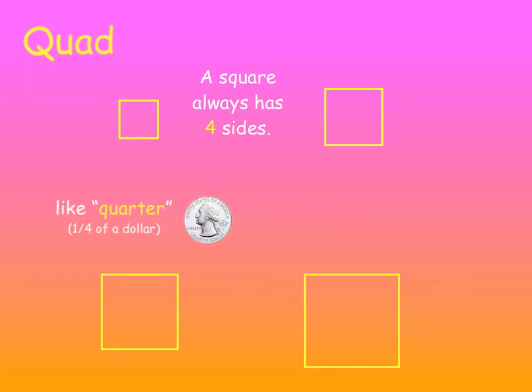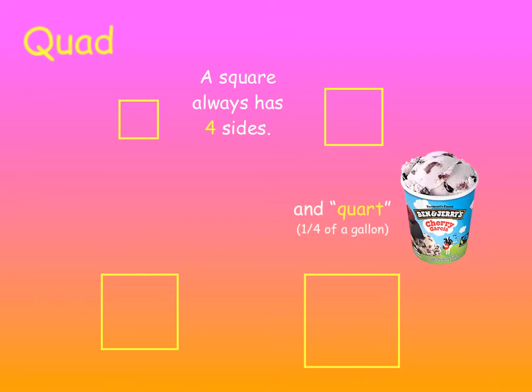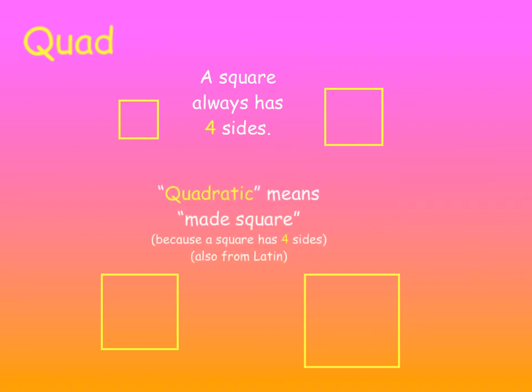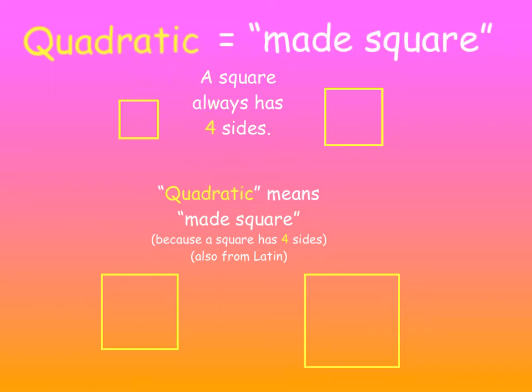Quad is like our word quarter, 1/4 of a dollar. There's our number 4. Quad is also like the word quart, 1/4 of a gallon. Quadratic means made square because a square has 4 sides. This is also from Latin. Quadratic means made square.